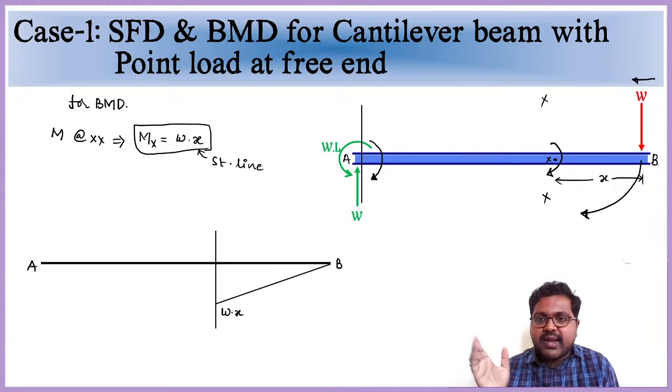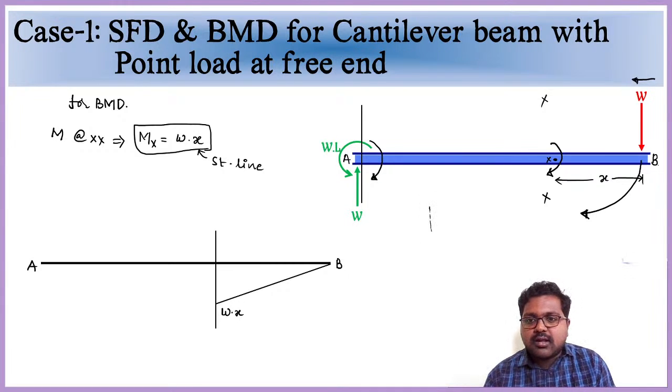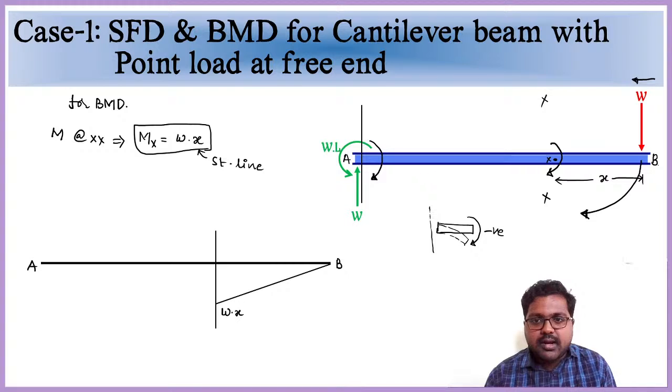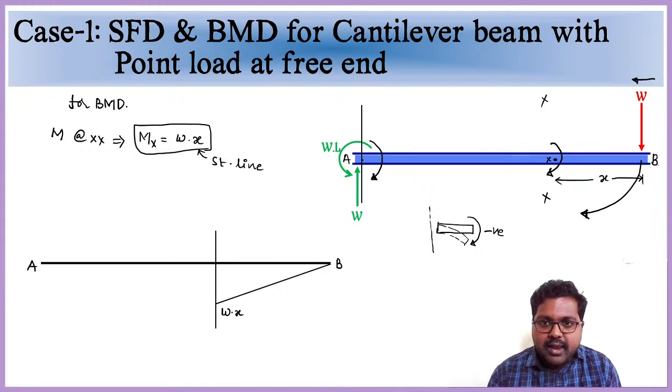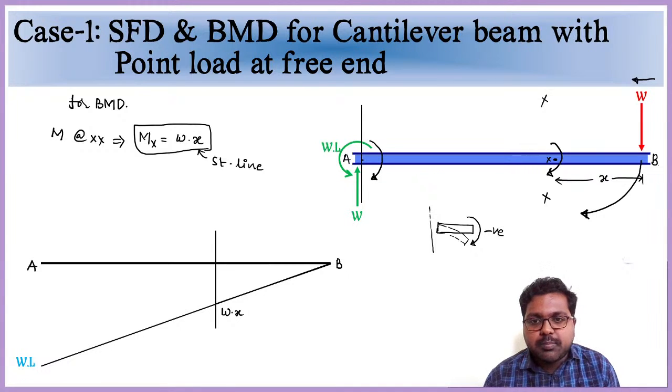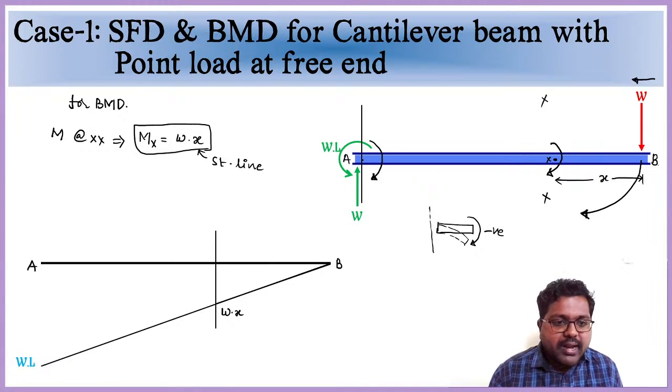Remember, by sign convention, clockwise movement on the right hand side will give hogging, means a beam tends to bend like this, crying type. So it is a negative one. That's why I consider it downward, down the baseline, right? So at A we have considered this W into L. So the straight line will continue like this up to WL. So this is the point where we got bending moment as WL.